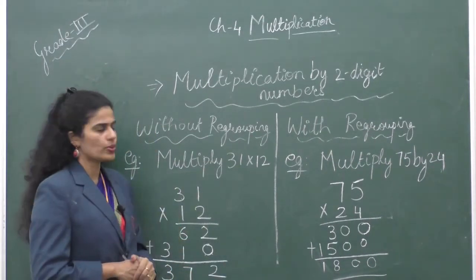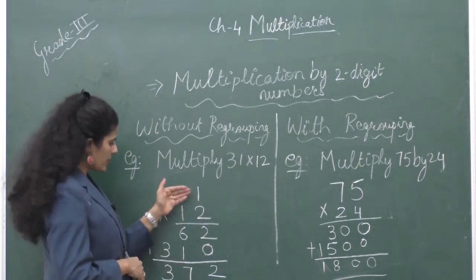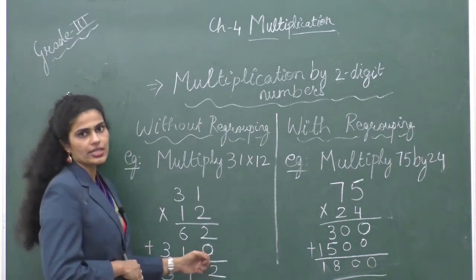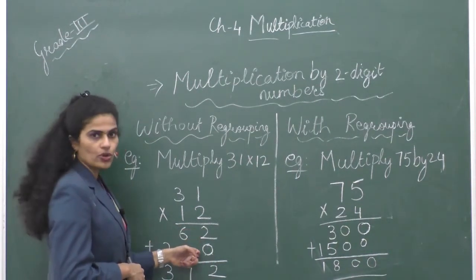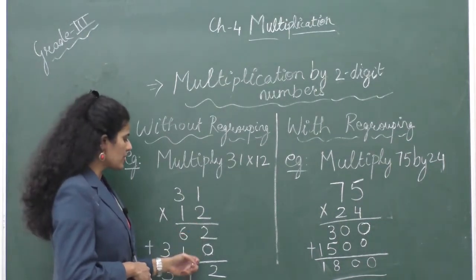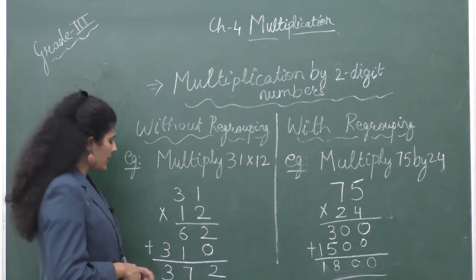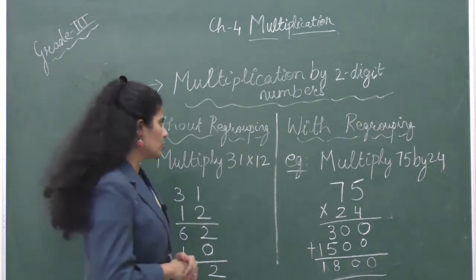So students, let's see multiplication by 2 digit numbers without regrouping and with regrouping with examples. Multiply 31 into 12. 1 into 2 is 2, 3 into 2 is 6, 1 into 1 is 1, 3 into 1 is 3. So here it is empty, we can write 0 here. So 2 plus 0 is equal to 2, 6 plus 1 is 7 and 3 as such. So the product is 372.